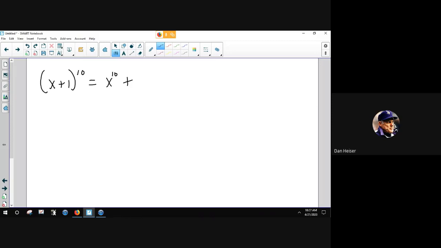No need to multiply out x plus 1, x plus 1, x plus 1 10 times. We've already got the first part of our answer. Next term, 10C1. X gets 1 less power. 1 gets 1 extra power.